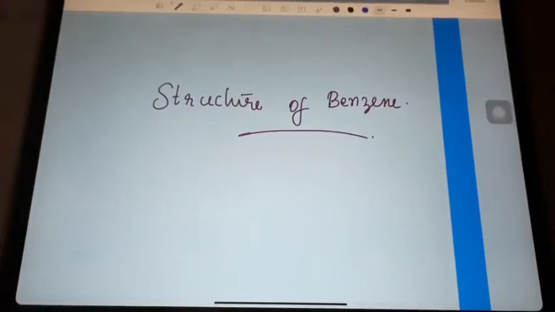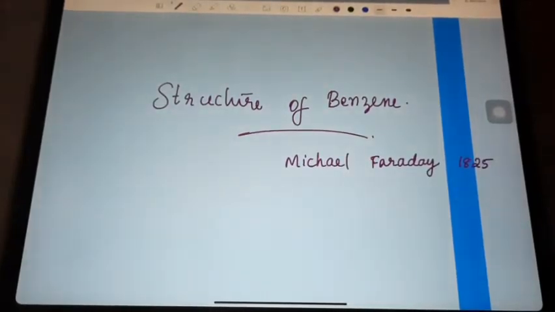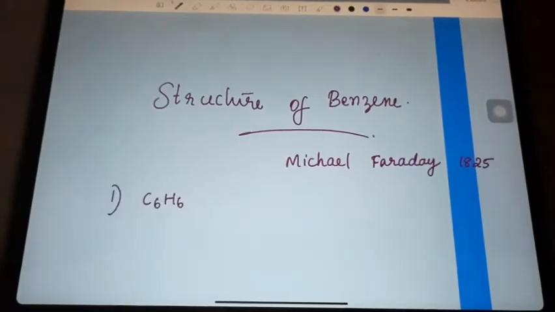Hi children, today's chemistry topic is the structure of benzene. Benzene was isolated by Michael Faraday in 1825. In this video, I am planning to do the elucidation of the structure of benzene. It follows 4 different steps.